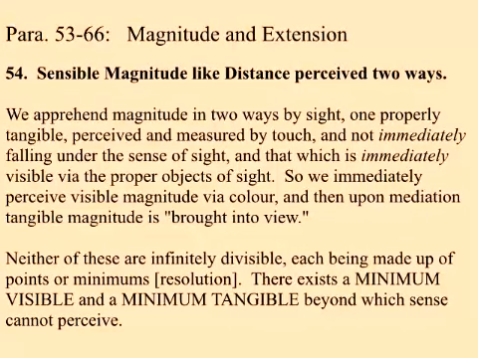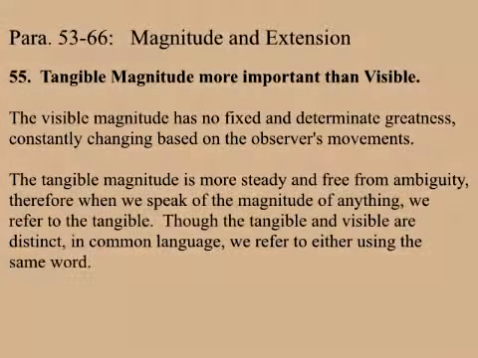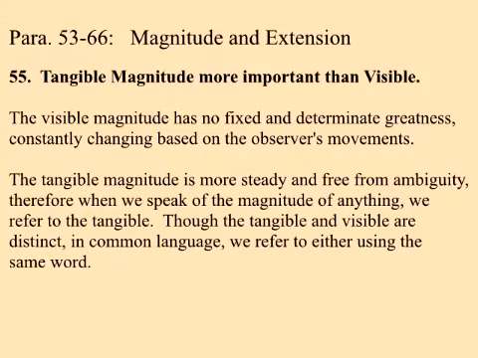Now he states that neither of these are infinitely divisible, each being made up of points or minimums, i.e., I guess in modern terms, there's a resolution. So there exists a minimum visible and a minimum tangible, beyond which sense cannot perceive. So in paragraph 55 he points out that the tangible magnitude is more important than the visible.